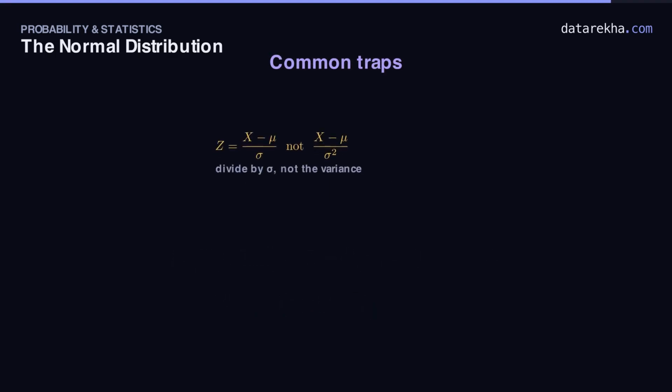Trap 1, the most common of all. You standardize by dividing by sigma, the standard deviation, never by the variance. If the variance is 25, sigma is 5. Always take the square root first. Trap 2. Phi always measures the area to the left. For a greater than probability, take 1 minus phi. Reading phi itself as a right tail is a classic slip.